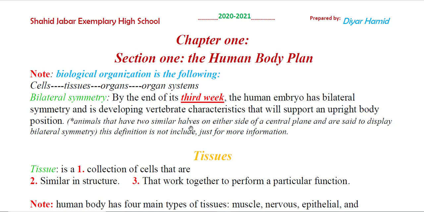So if an animal can be divided into two halves on either side of a central plane, with the two sides similar, two similar halves, right and left on the central plane, it is said to display bilateral symmetry. This definition is not included, just for more information.